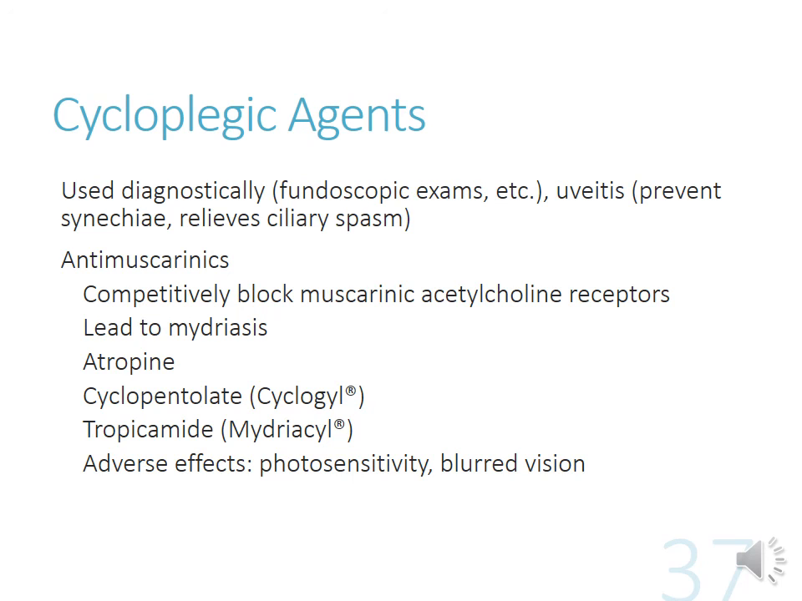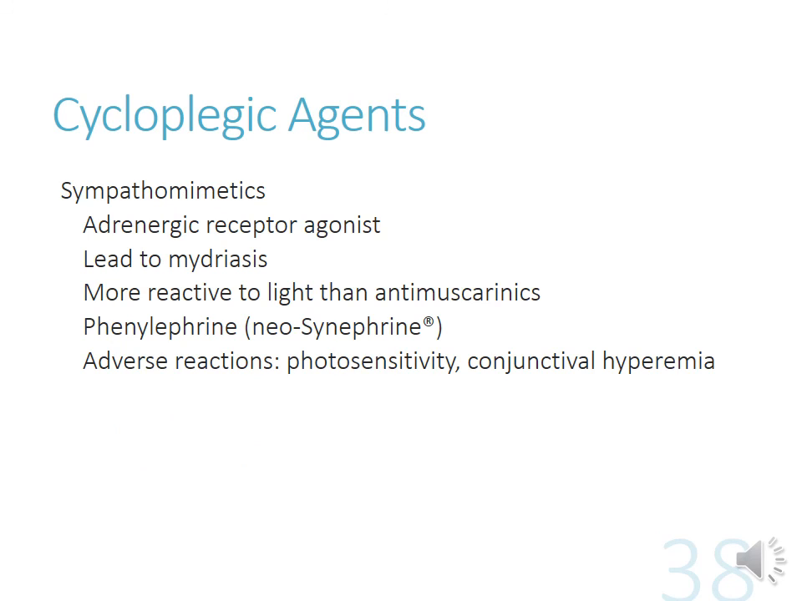On the other hand, the other class that we can use for similar activity is using our sympathomimetics. And so these are going to be things that are activating the sympathetic nervous system, and these are going to be alpha receptor agonists. So these are actually going to be activating alpha-1 receptors. And so these are going to lead to mydriasis as well, but they tend to be a little bit more reactive to light than you would see with the antimuscarinic. So you tend to have less blurry vision, less profound kind of visual disability after receiving it.